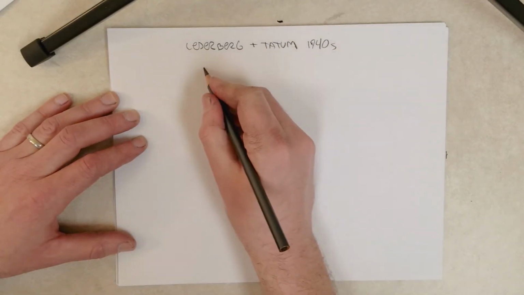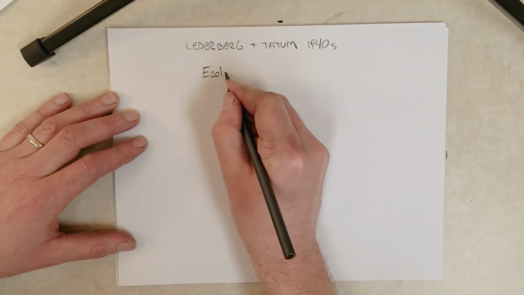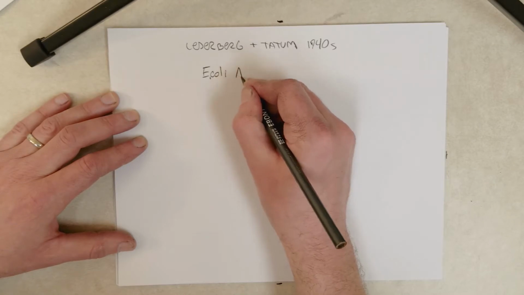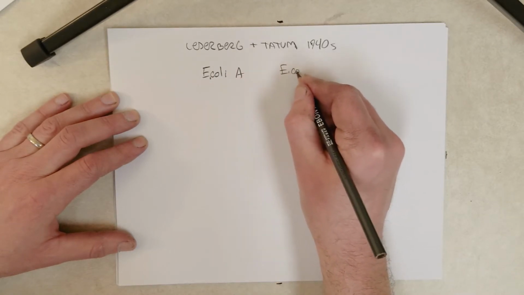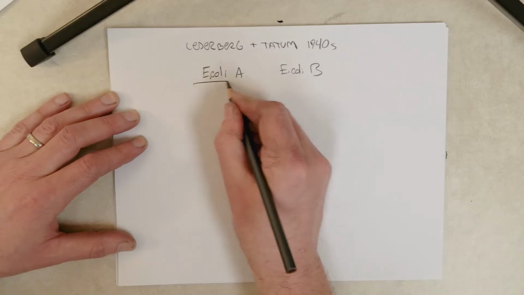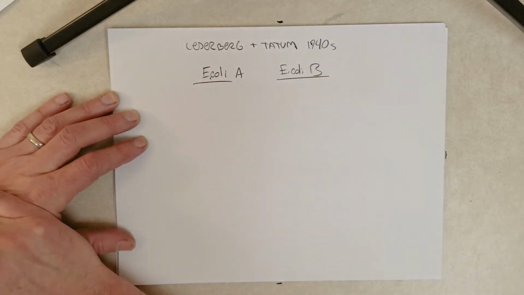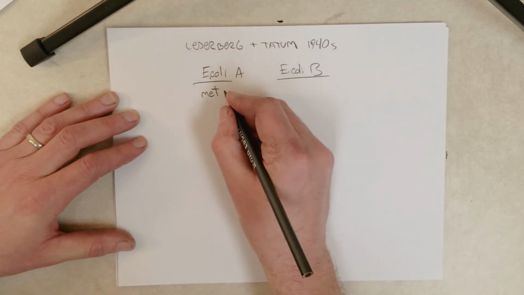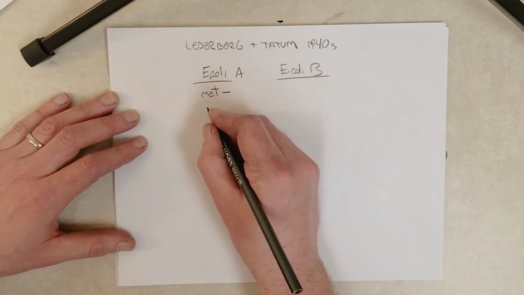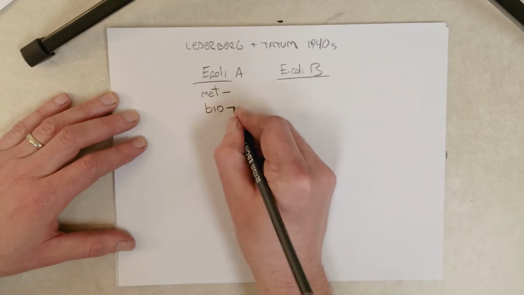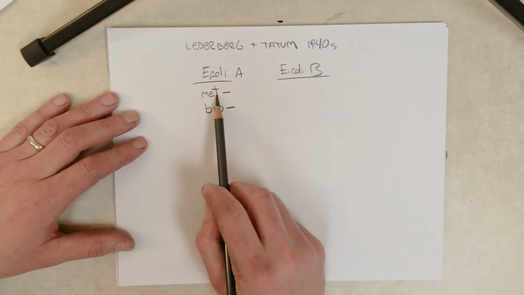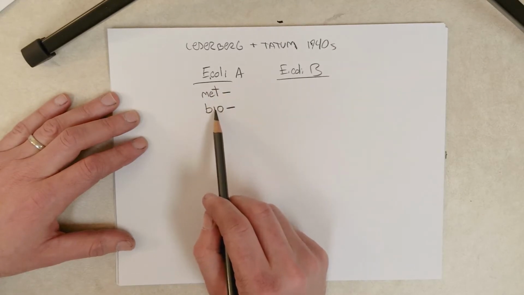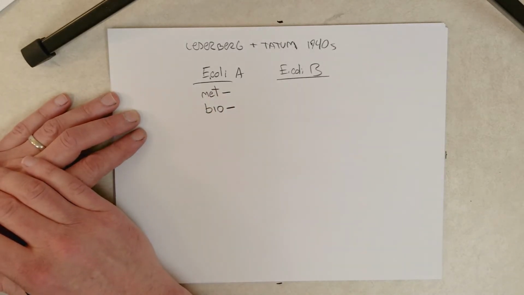Okay, they are working with two different strains of E. coli. We're going to call them E. coli strain A and E. coli strain B. Now, these are our auxotrophic strains, and they have different auxotrophic requirements. So E. coli A is mutated in genes required to make methionine and biotin. So E. coli A requires methionine and biotin to be in its medium.